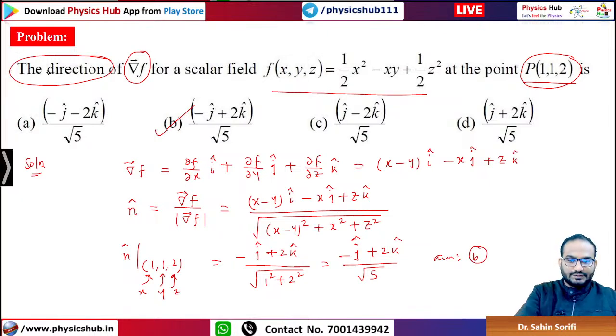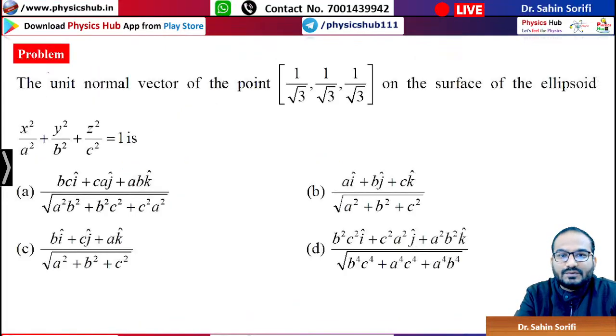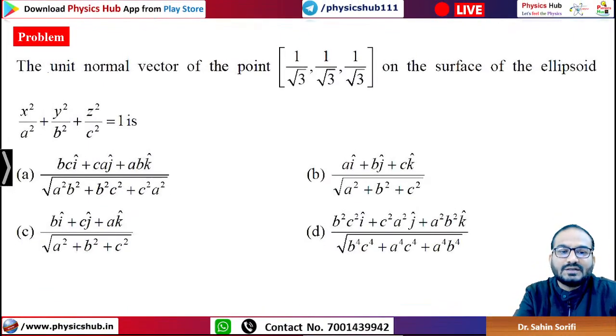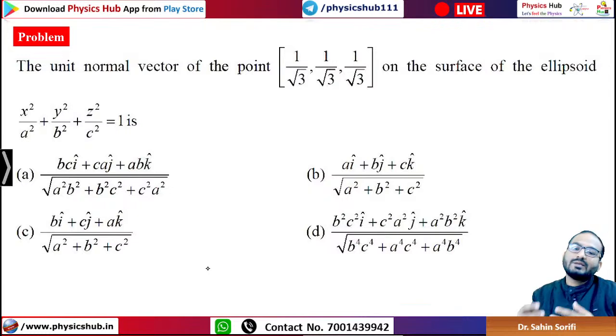Okay, so I hope you understood. This is a simple problem. Now the problem can be made a little bit complicated. How? The process is simple, but the scalar function phi may be given a little bit complex. So as you can see in the next problem, look at this problem. This becomes a little bit complicated, but the process is simple.